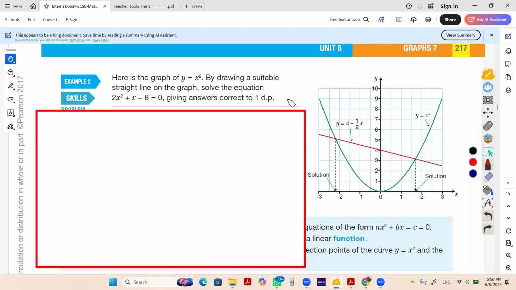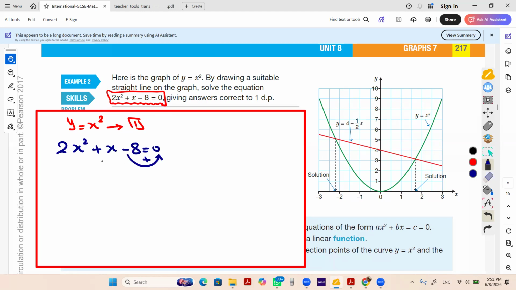We have in this graph two functions. The first one is y equals x squared. And the second one is represented by 2x squared plus x minus 8 equals 0. How can we get x squared from this equation? We have to isolate the x squared. We have to remove the x and the negative 8. The negative 8 moves to the right as positive, and the x by its negative sign.